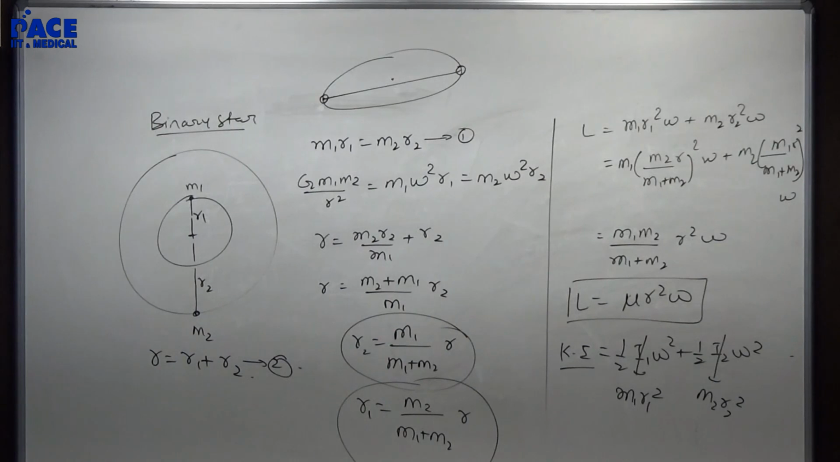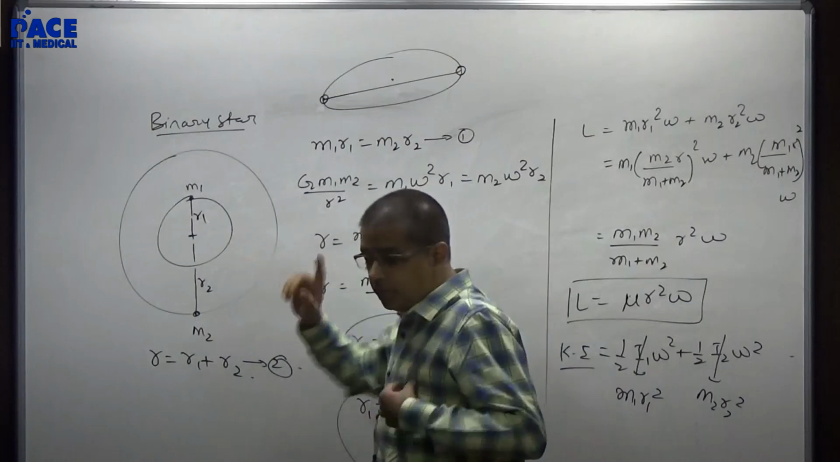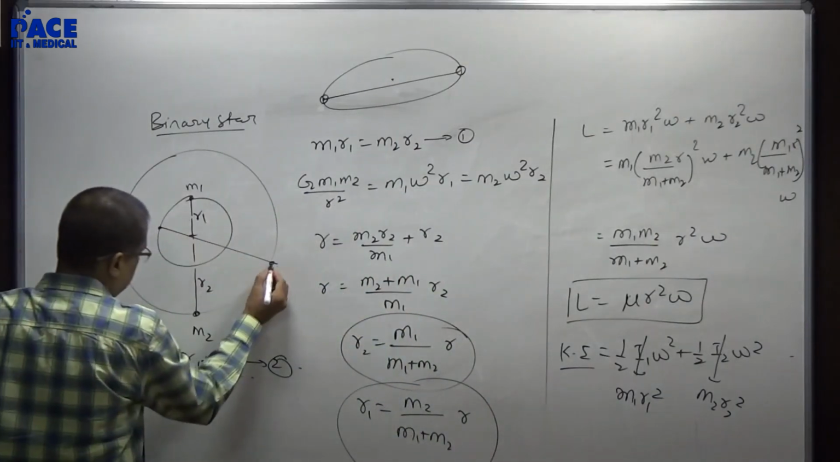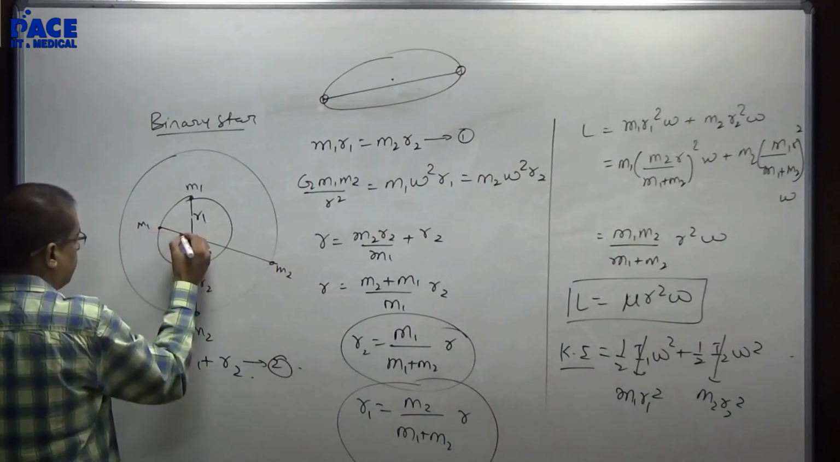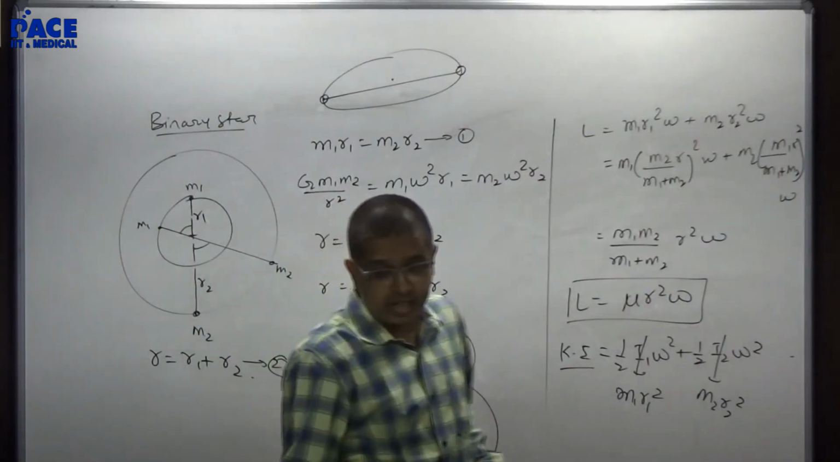Sir, can you please explain the first equation again? First equation, center of mass. The first equation is M1R1 equal to M2R2. Why did you take the omega to be the same? If the omega is not the same, the position of the center of mass will change. When this comes here, this will come here. If this is M2, this is M1. The angular displacement should be the same. If they are not, the position of the center of mass will change.